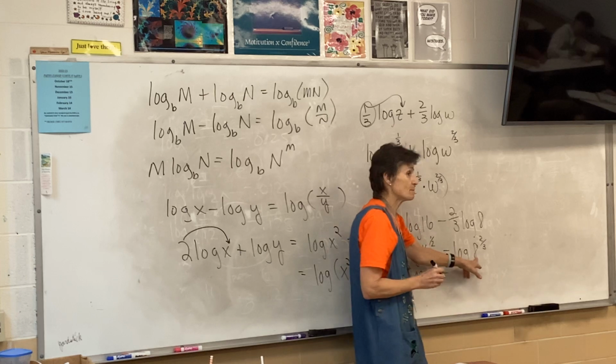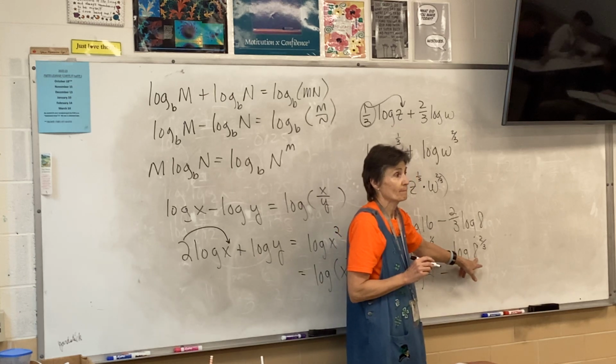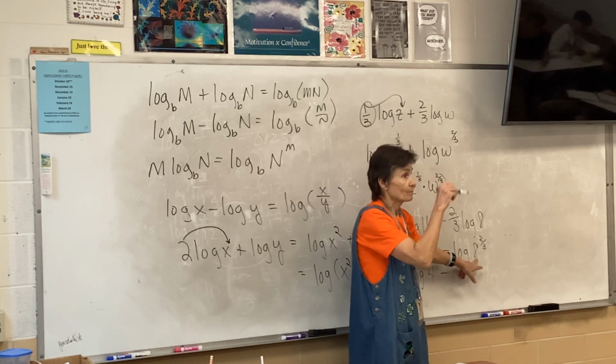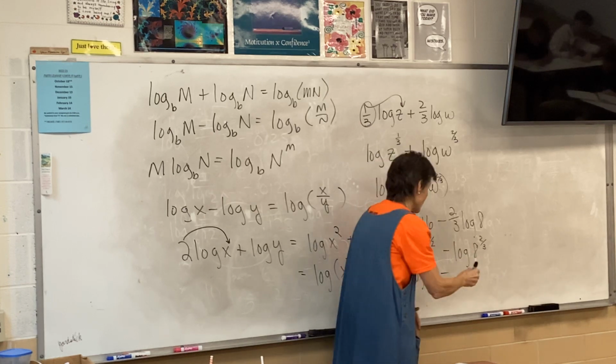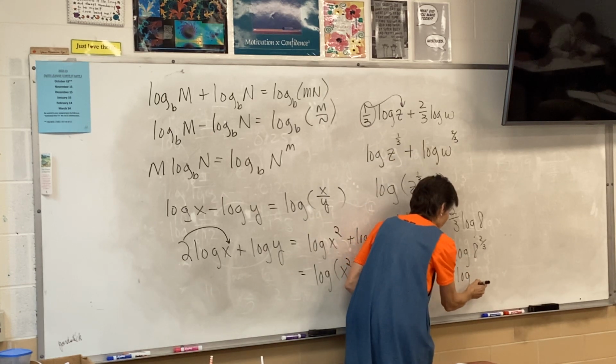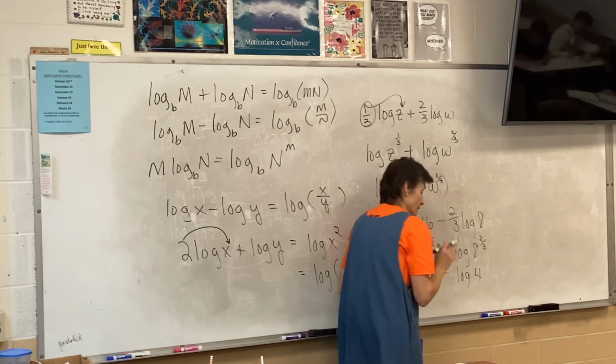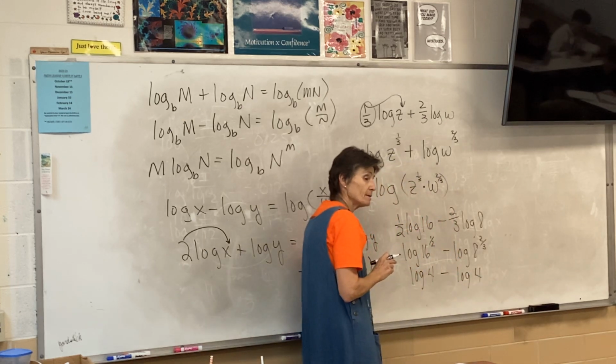Okay. And then what's this mean? 8 to the 2/3. The cube root of 8 squared. So the cube root of 8 squared. So that's a 4. So it's log of 4. Well, be careful. It's not just log.